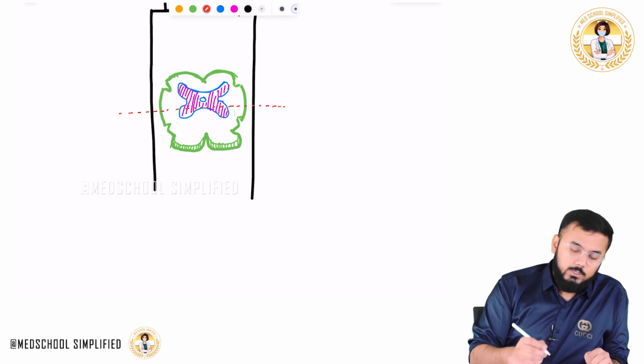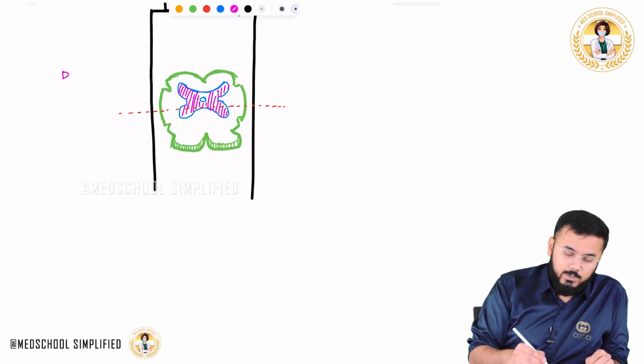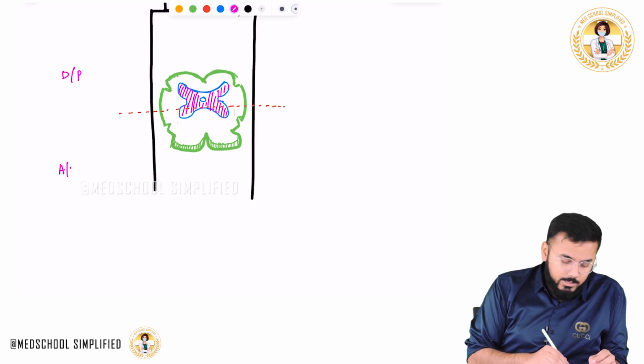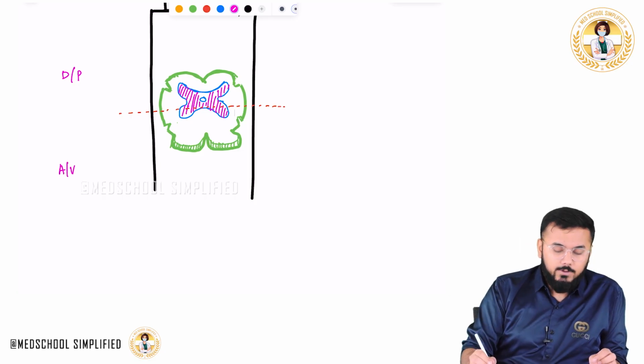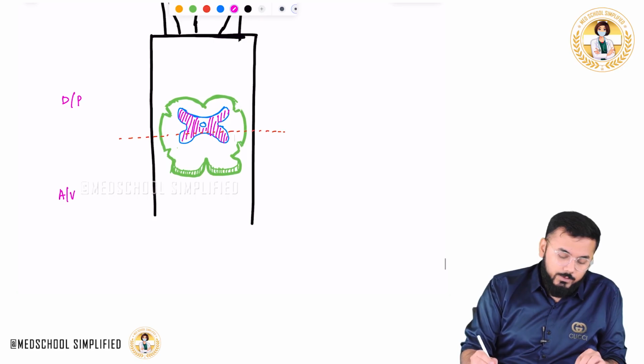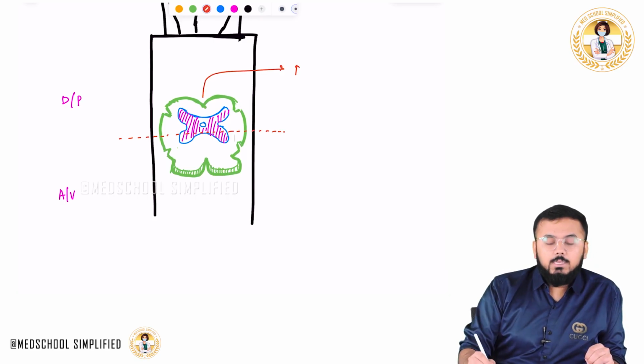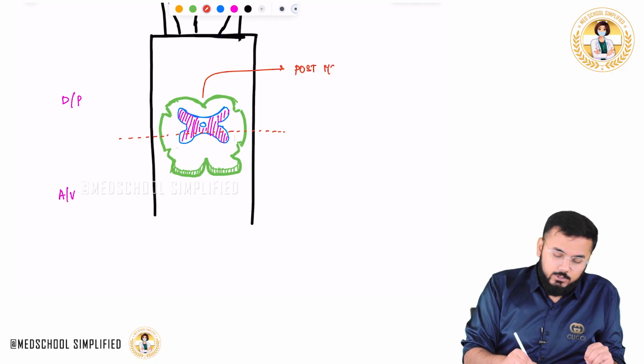So the upper part is called as what? Again the same thing. The upper part is called as a dorsal, or it is called as a posterior. The lower part is called as a anterior, or you call it as a ventral. Okay. Now exactly here, if you very carefully look, this part whatever you can see here, this is called as posterior median fissure.